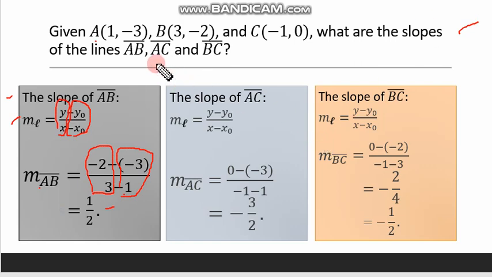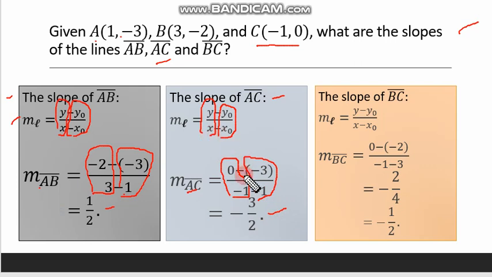Okay, next one is the slope of the line AC. So again, the coordinates of point A are 1 and negative 3, and the coordinates of point C are negative 1, 0. The coordinates of C are our x and y, while the coordinates for point A are x sub 0 and y sub 0, 1 and negative 3. So 0 minus negative 3 over negative 1 minus 1, that's 3 over negative 2, or negative 3 over 2.